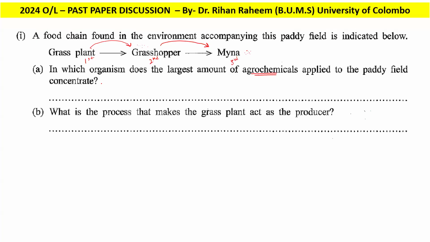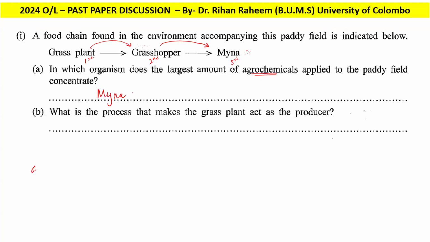So here the myna will be the one. Third trophic level, the myna will be the one having the large amount of agrochemicals accumulated in its body due to consumption. What is the process that makes the grass plant act as a producer?